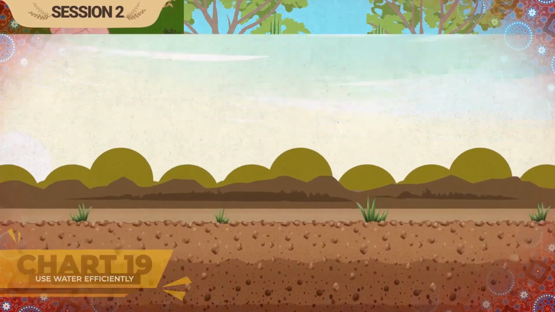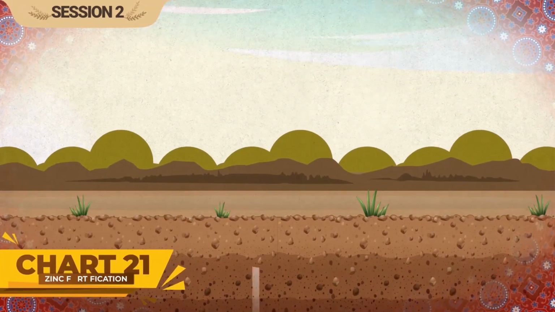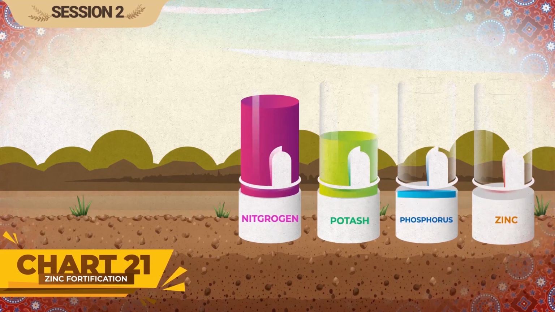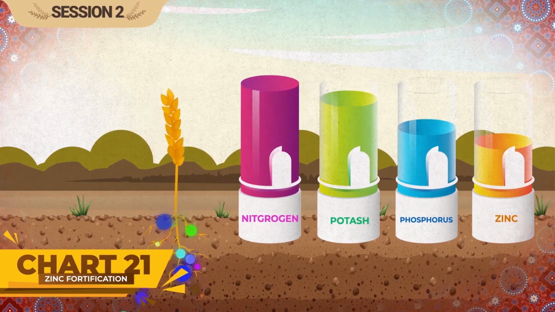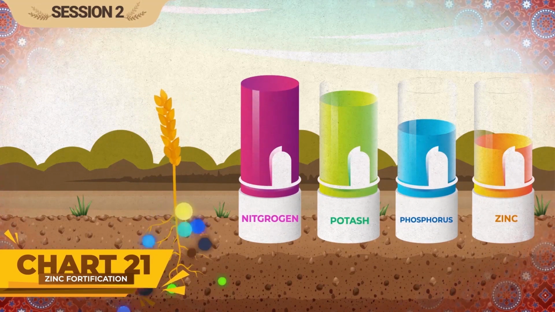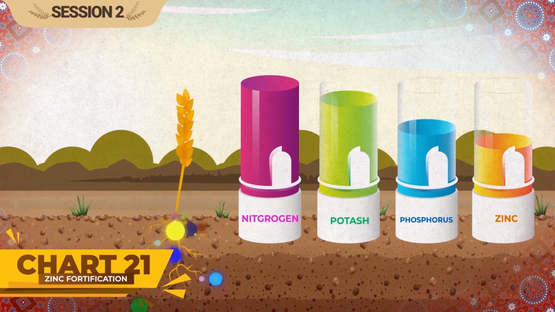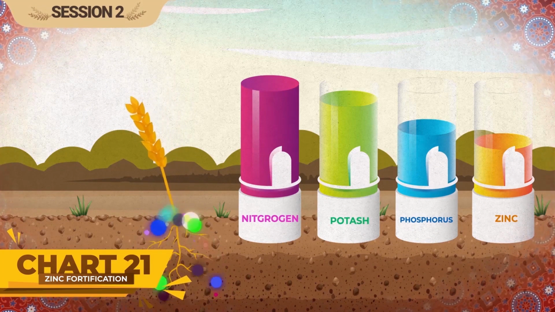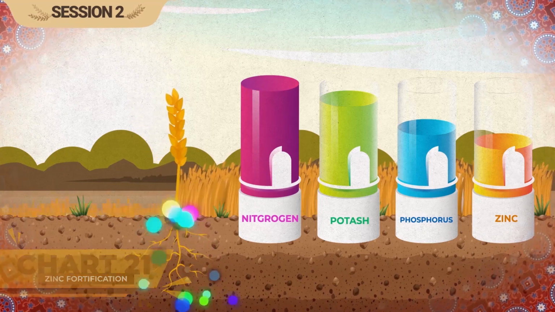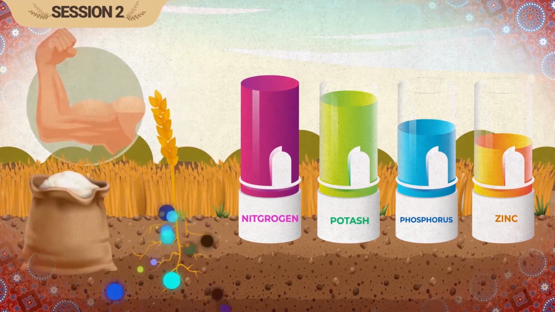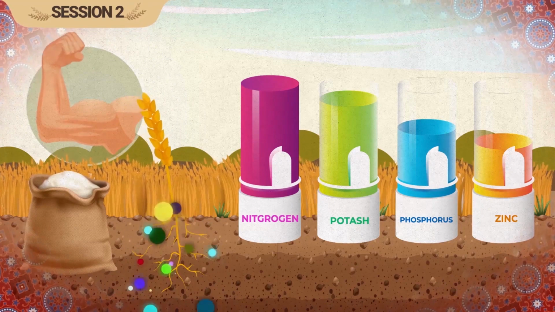Zinc fortification. Pakistani soils are generally low in zinc, and zinc deficiency in food leads to micronutrient deficiency in human beings. Through zinc application, two benefits are achieved. The resulting yield increases and zinc-enriched flour is beneficial for health.